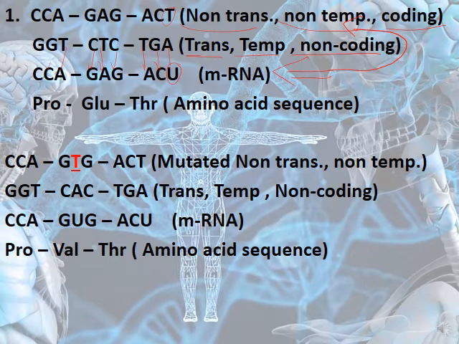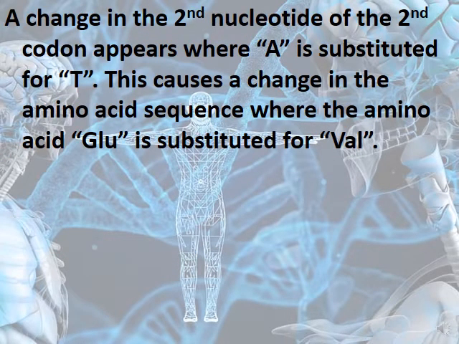And in mRNA we don't have T, we have U. So this is the amino acid sequence. And in the mutated one we have a difference in one of the amino acids, so this is called a missense. A change in the second nucleotide of the second codon, where A is substituted for T, changes the amino acid sequence: GLU is substituted for VAL, valine.